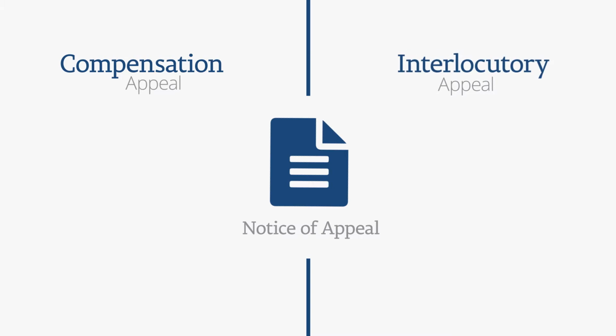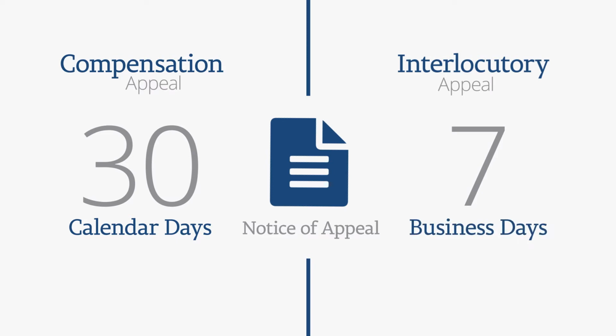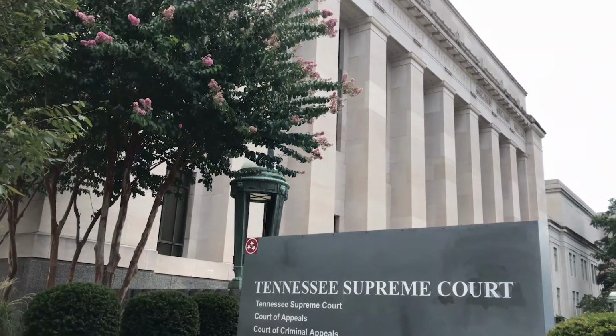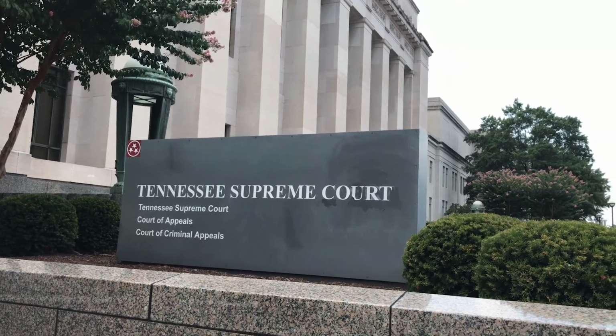In compensation appeals, where the trial court has disposed of the case in its entirety, the notice of appeal must be filed within 30 calendar days from when the trial court filed the order being appealed. And for interlocutory appeals, the notice of appeal must be filed within 7 business days from when the trial court filed the order being appealed. Alternatively, in the case of a compensation appeal, you may appeal directly to the Tennessee Supreme Court, bypassing the appeals board, under the statutes and court rules applicable to appeals to the Supreme Court.